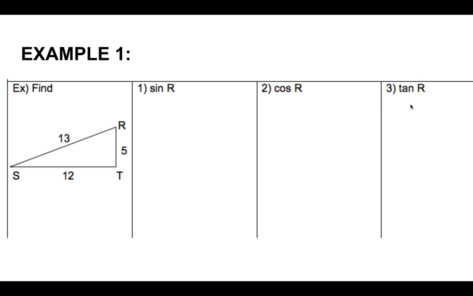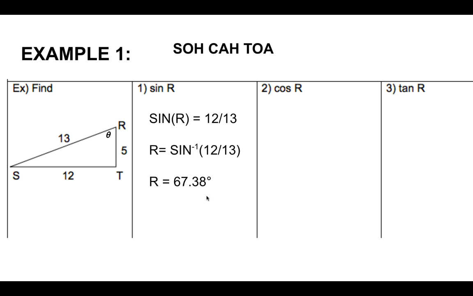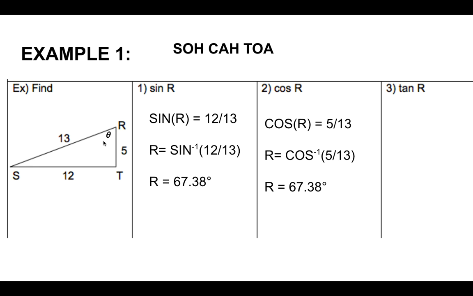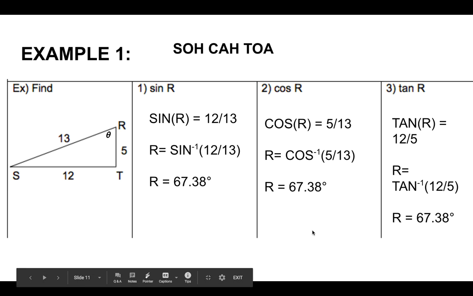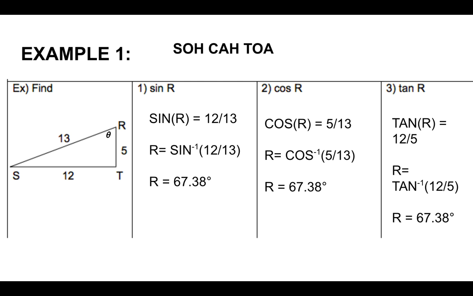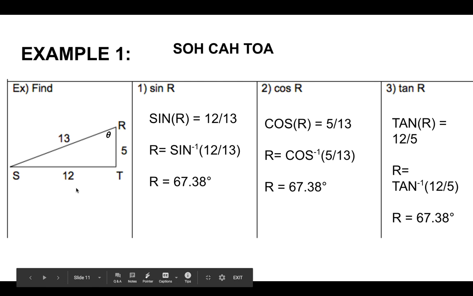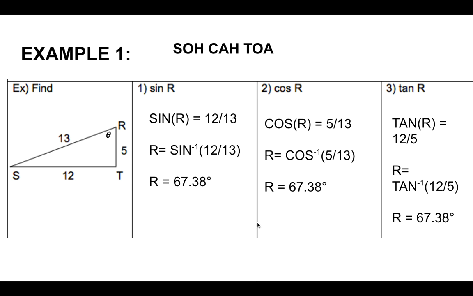For example, number 1, I want to find the sine of r. Again, keeping in mind, this is my theta, my reference angle r. I'm using SOHCAHTOA, and sine is opposite over hypotenuse, 12 over 13. If I wanted to actually solve, I'd get 67.38. Cosine, adjacent over hypotenuse, adjacent 5 over hypotenuse 13. And again, if I actually solved using inverse trig functions, I get 67.38. And then tangent, which again is 12 over 5, and I end up getting 67.38 degrees. This is just to show you that regardless of the trig function you use, if you know all your side lengths, you will end up getting the same result for your angle.